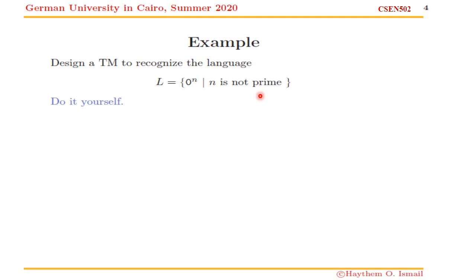The non-deterministic machine will guess a pair of integers between 2 and n minus 1, then check if the product is equal to n. If it is, it accepts. If it's not, it rejects.